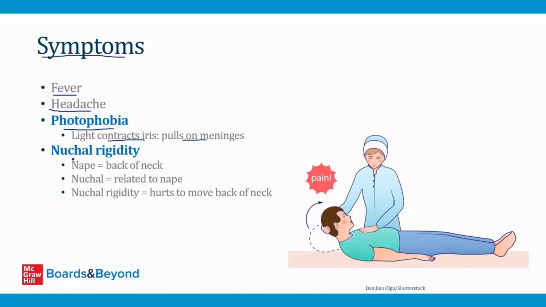And then a super classic feature of meningitis is so-called nuchal rigidity. Let's talk about what this means. The nape means the back of the neck. If you look at this drawing right here, this is the nape of the neck. And nuchal means related to the nape. So nuchal rigidity means it hurts to move the back of the neck. That's because when you flex the neck, sort of like this person is doing in this cartoon right here, you stretch the meninges, and that's going to be very painful in anyone who has meningitis.